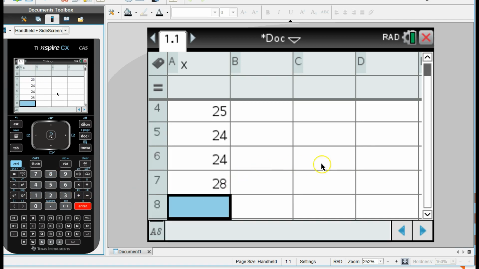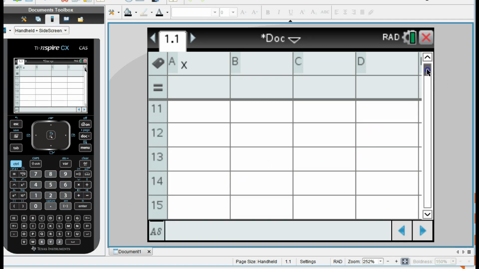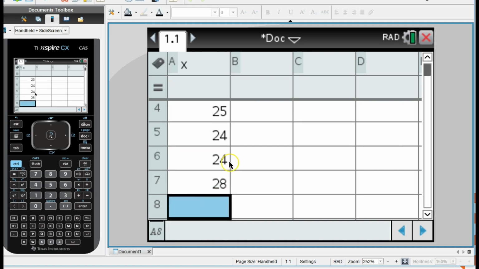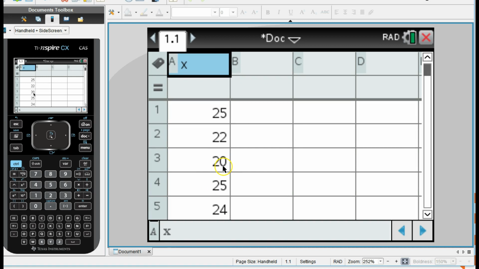There we go. There's all our values. I want to double check because it's very easy to enter data incorrectly. So I'll just double check my values: 25, 22, 20, 25, 24, 24, 28. Okay, we're good. And I've named those values. My variable name is X.